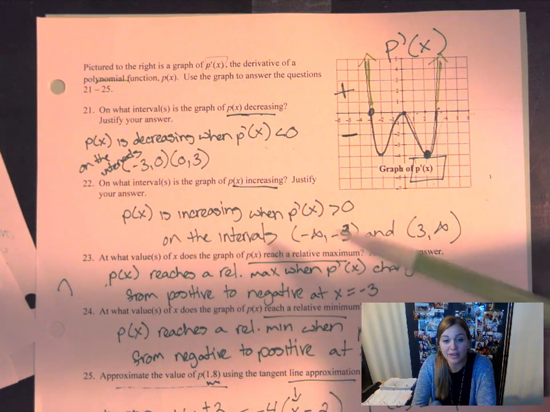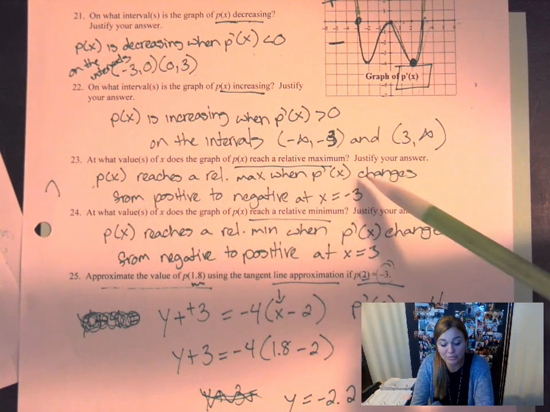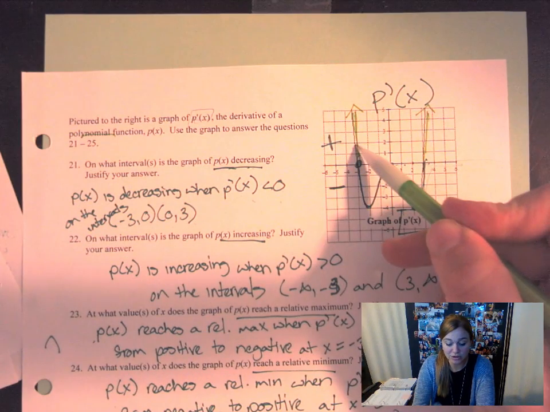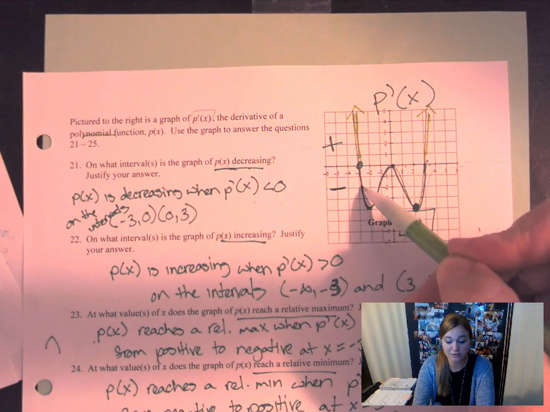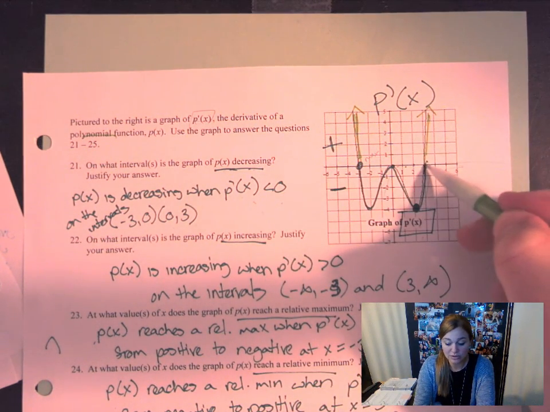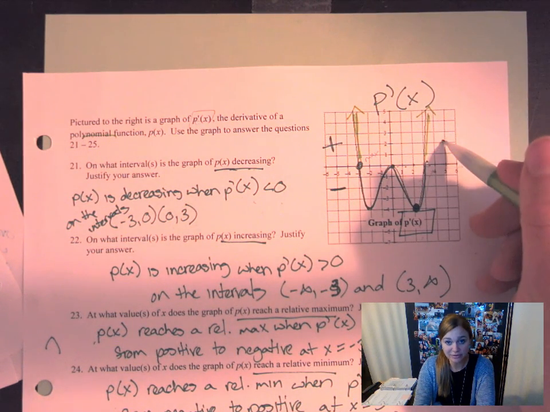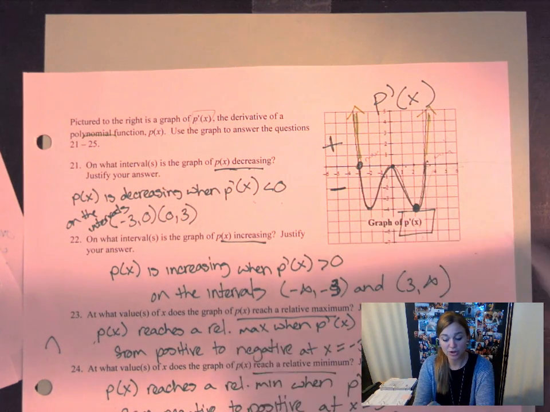Relative maximum, again, I would justify. So p of x reaches a relative maximum when p prime changes from positive to negative. If you're looking at the graph, you're reading from left to right. So here's positive, and I'm going over to the right. Hey, I got to negative. So there is a relative max here. If I go to this place over here at x equals 3, this is negative to positive if I'm reading from left to right. So this is where a relative minimum occurs.